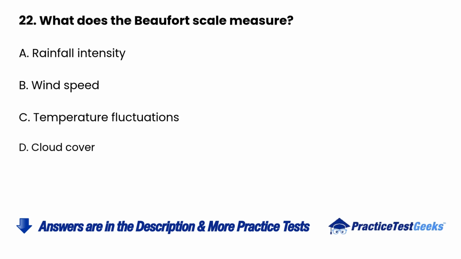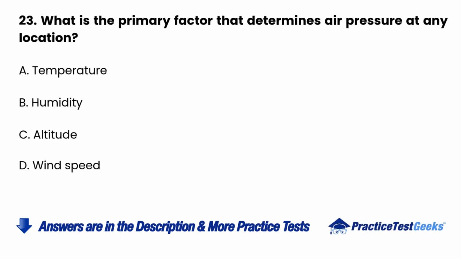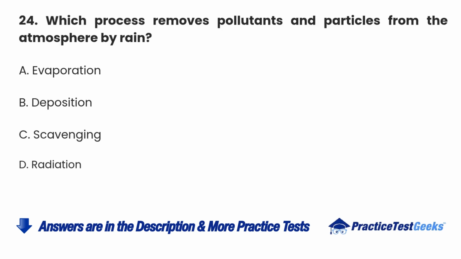22. What does the Beaufort scale measure? A. Rainfall intensity. B. Wind speed. C. Temperature fluctuations. D. Cloud cover. 23. What is the primary factor that determines air pressure at any location? A. Temperature. B. Humidity. C. Altitude. D. Wind speed.